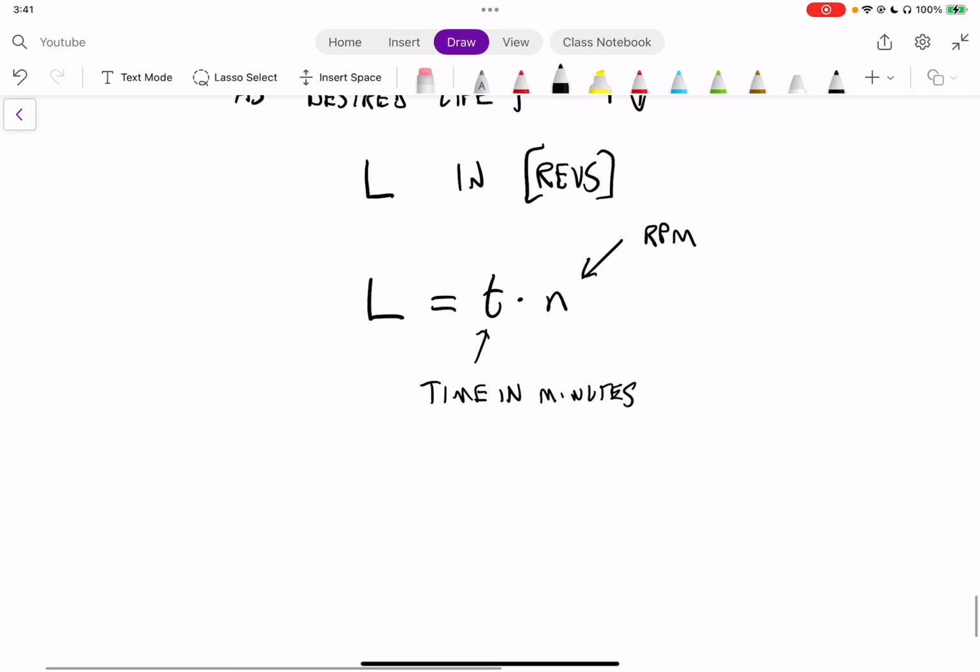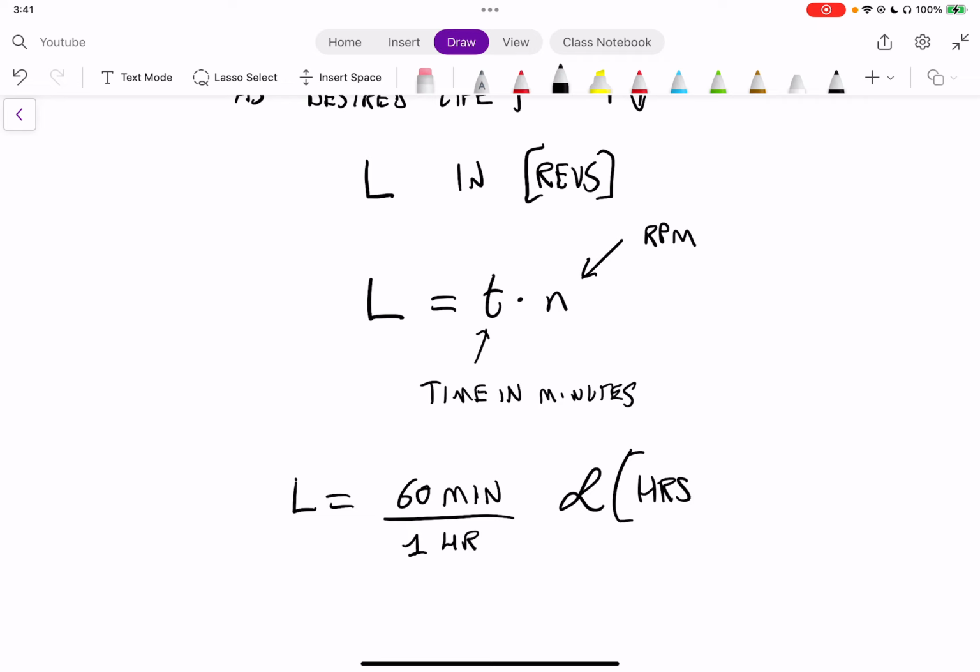And then we can go one step further, and we can say that L is also equal to 60 minutes over 1 hour. So a conversion between 60 minutes and 1 hour. And that would be multiplied by the life in hours. So I'll leave it like this so that we know that it's a unit, multiplied by N in RPM.